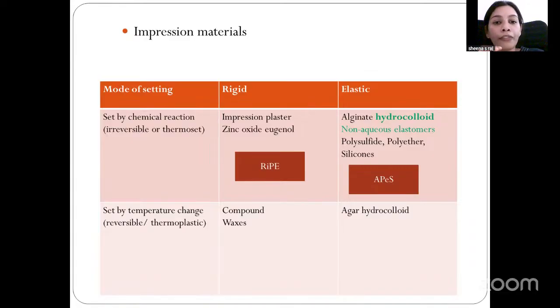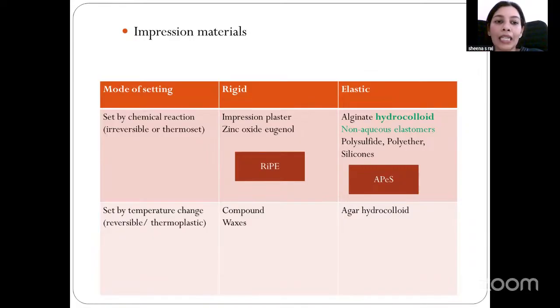So the mode of setting, they are of two types, rigid and elastic. Mode of setting means how they set. Through the chemical reaction, they have two types, the rigid type and the elastic type. So I've given a code RIPE. RIPE means R for rigid, I P for impression plaster, and E for eugenol. Please keep this in mind. That is the rigid type.